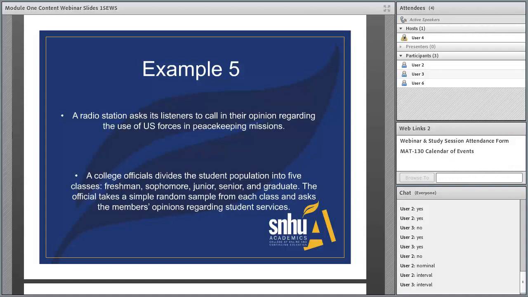Okay, so a radio station asks its listeners to call in their opinion regarding the use of U.S. forces in peacekeeping missions. What kind of sample does the radio station end up getting? Yeah, a convenience sample, right? Whoever ends up calling in, it's easy, it's convenient for the radio station, but it's not necessarily that great of a sample because people who have stronger opinions are more likely to call in.